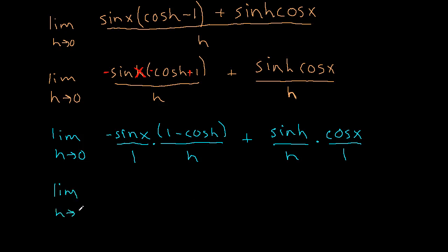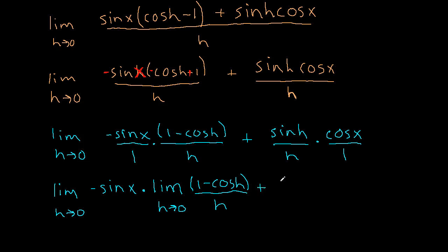I have the limit as h goes to 0 of the negative sine of x. Now watch what I do. I'm actually going to break this up as well, because I know that the limit of a product is the same as the product of the limits. So all I did was I said, instead of taking the limit of this product here, I broke it up and I'm finding the limit of each object in the product, and then I'm going to multiply the limits together.